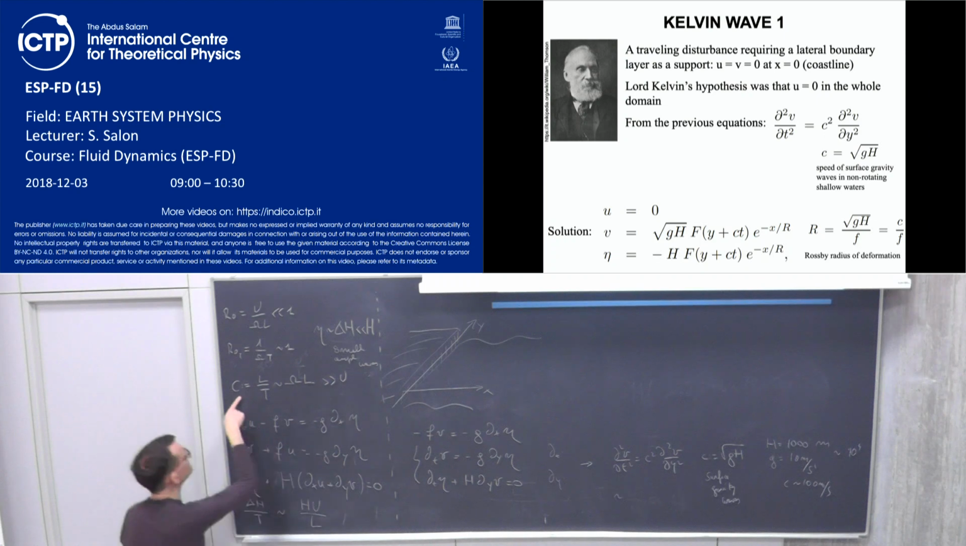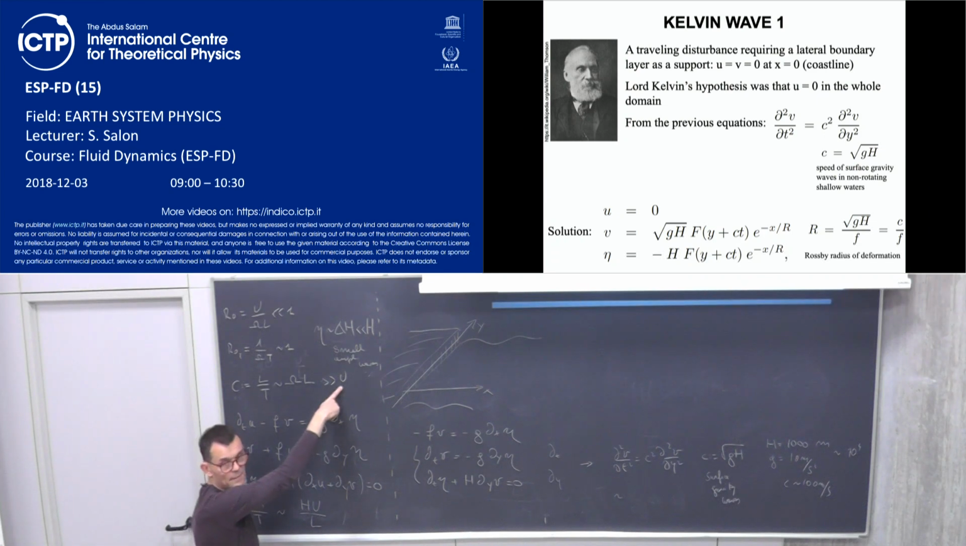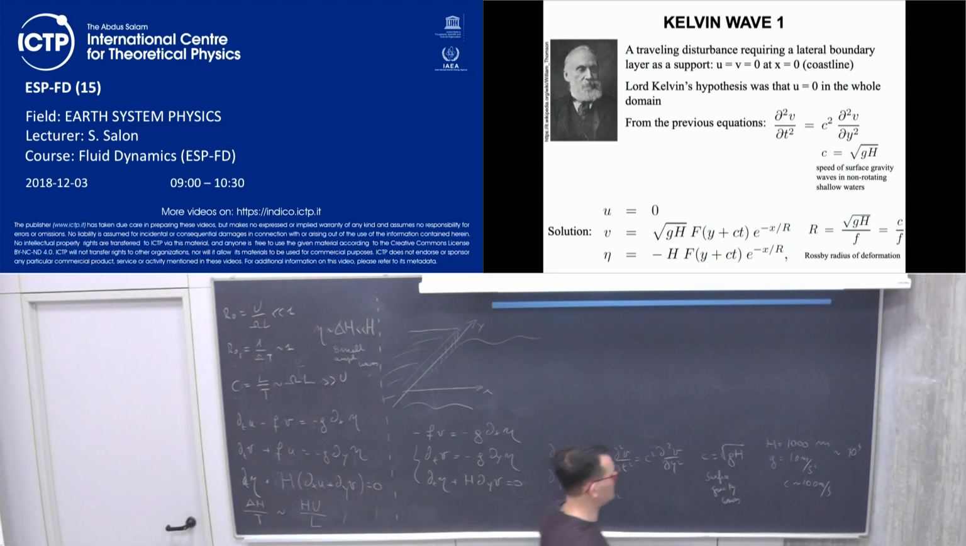So this hypothesis here is strongly, significantly correct, because you remember that the velocity in the ocean is about 0.1 meter per second. Okay, we can do something similar also for the atmosphere. It is more or less the same.